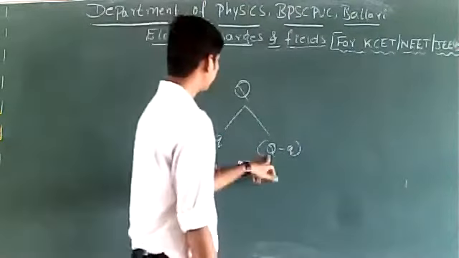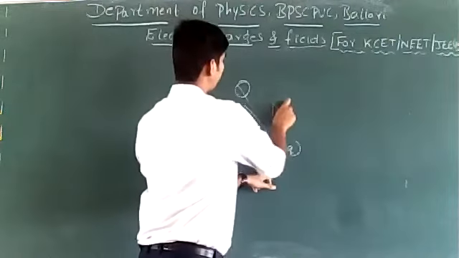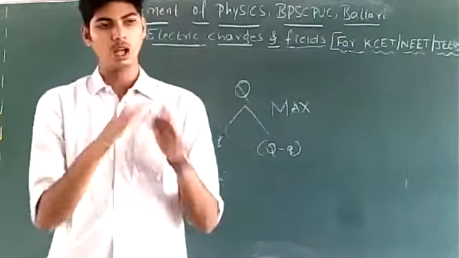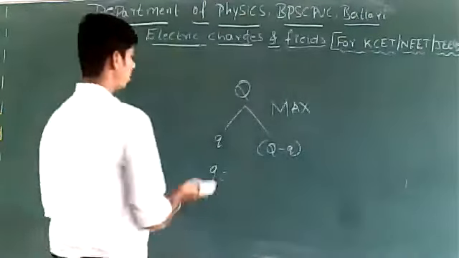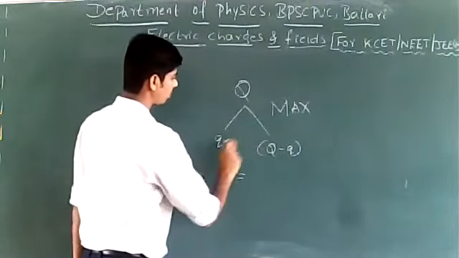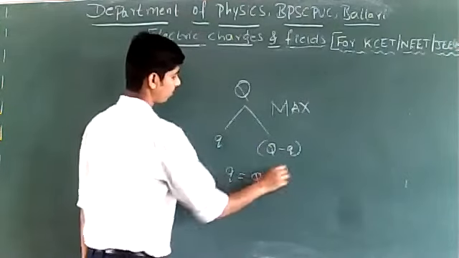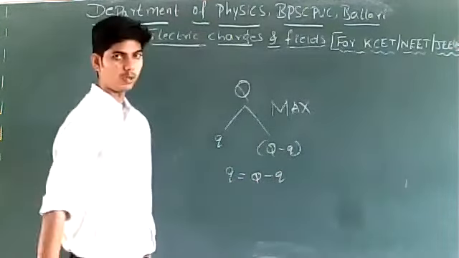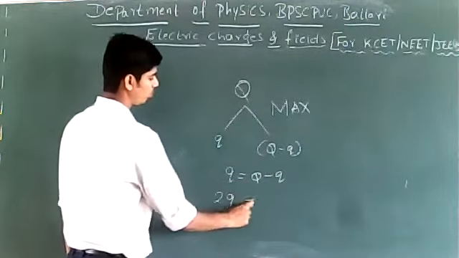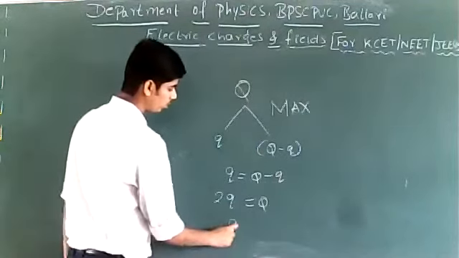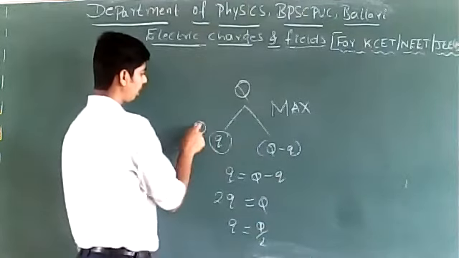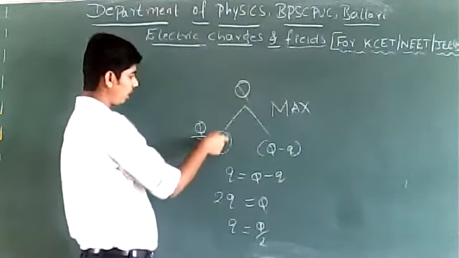To get maximum force between them, how should these two charges be? How is a given charge to be divided? Very good. They must be divided equally. This part and this part must be equal. So small q must be equal to capital Q minus small q. So it becomes 2q, that is equal to capital Q. So q will be equal to capital Q by 2, and this must be capital Q by 2.